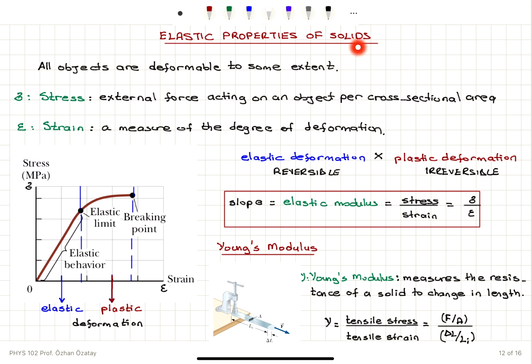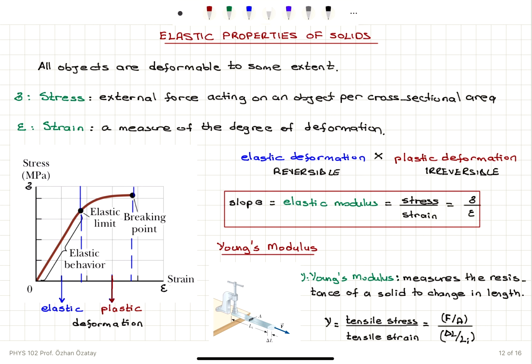Elastic properties of solids. In this video we're going to address the issue of the amount of deformation we can get on an object when we apply a force per unit area. All objects are deformable to some extent, and the question is whether this deformation is reversible or irreversible. That is to say, can we go back to the initial condition of the object?